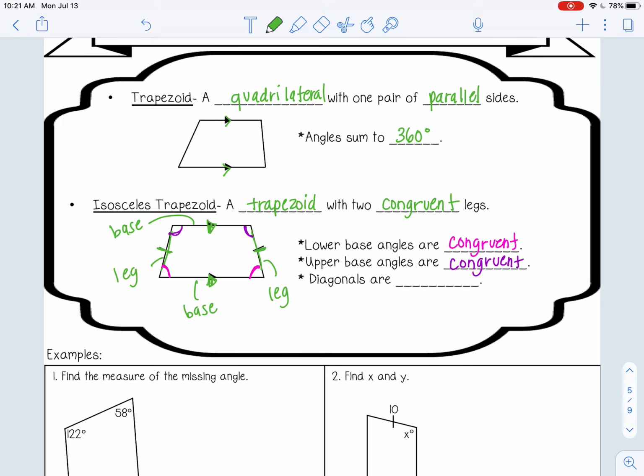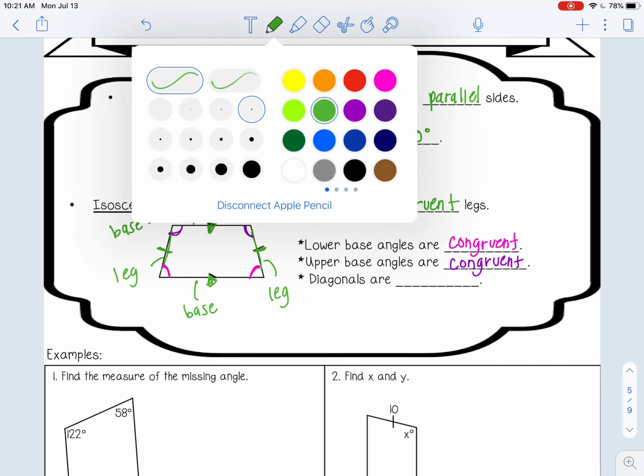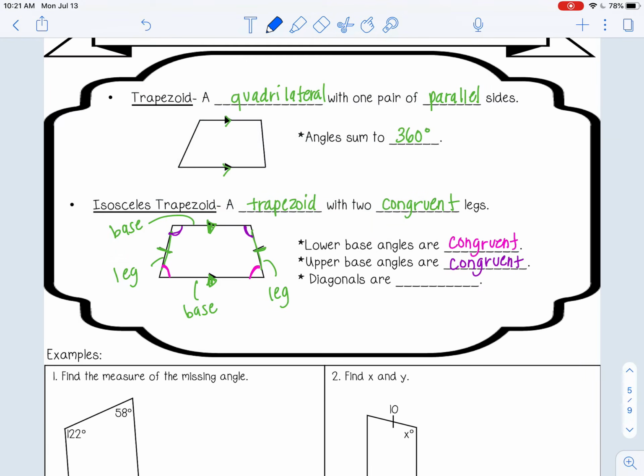All right, the diagonals of an isosceles trapezoid are also congruent. So here are my diagonals. Those are also congruent.